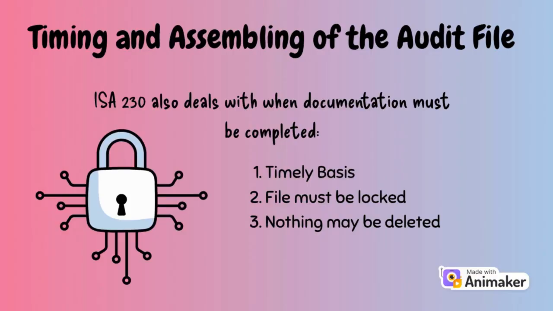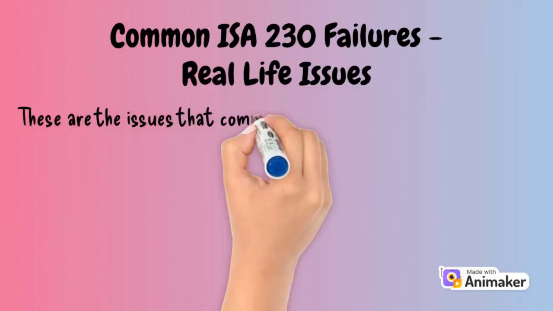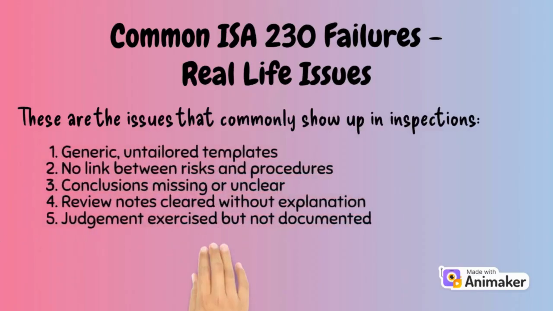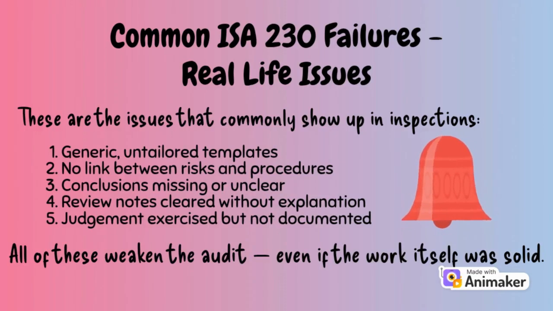dated and explained. These are the issues that commonly show up in inspections: generic templates, no link between risks and procedures, conclusions missing or unclear, review notes cleared without explanation, judgment exercised but not documented. All of these weaken the audit, even if the work itself was solid.